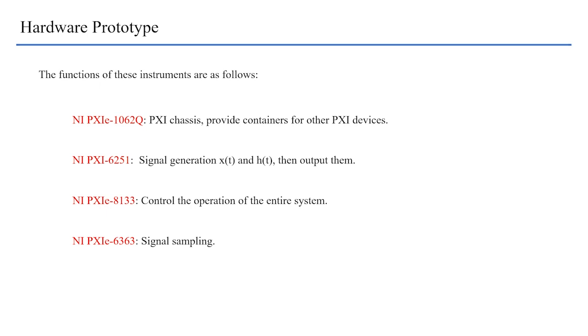The functions of these instruments are as follows: the NI PXIe-1062Q PXI chassis provides containers for other PXI devices. The NI PXI-6251 handles signal generation and outputs the signal. The NI PXIe-8133 controls the operation of the entire system. The NI PXIe-6363 handles signal sampling.